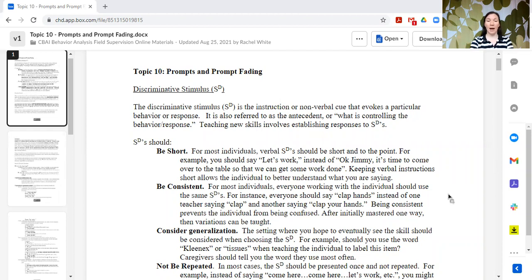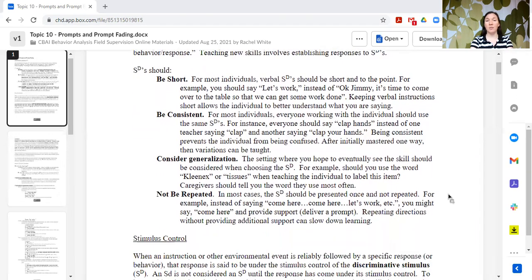at a certain time. In general, when we're teaching new skills, we want our SDs, or our discriminative stimulus, to be short so that it's quick and to the point and very clear. So for example, instead of, "Okay, Jimmy, it's time to come over to the table so that we can get some work done," that's a lot of language that our learner then has to process. So keeping things short.